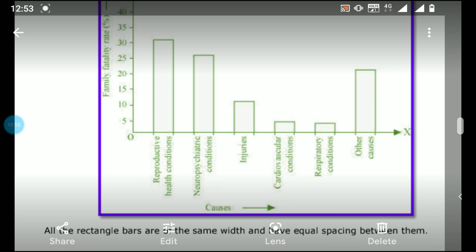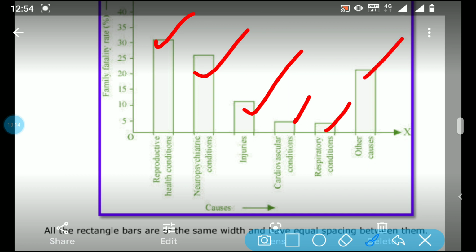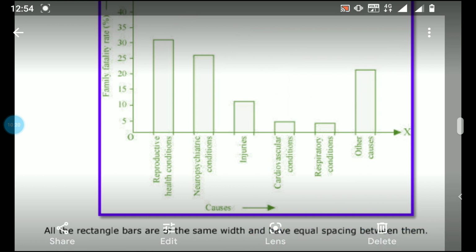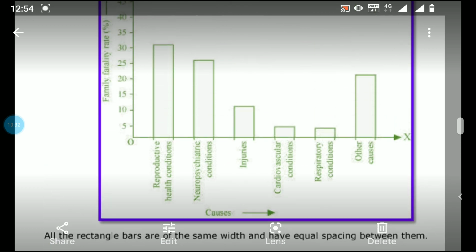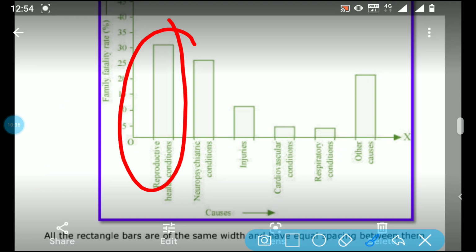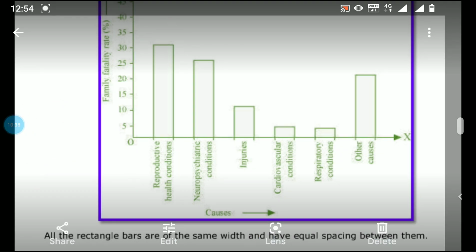Okay, so these are called bar graphs. This is question number 1 in NCERT exercise 14.3, and the question is in the form of a bar graph. So this is the way to draw the bar graph. And the second answer: reproductive health condition is the major cause of women's ill health and death worldwide, at 31.8%. The maximum rate is this one, the reproductive health condition of the woman. This is the main cause.